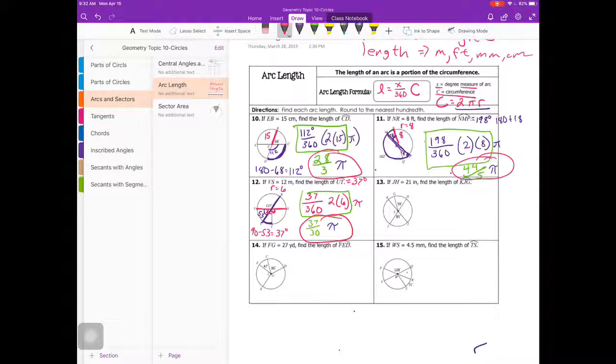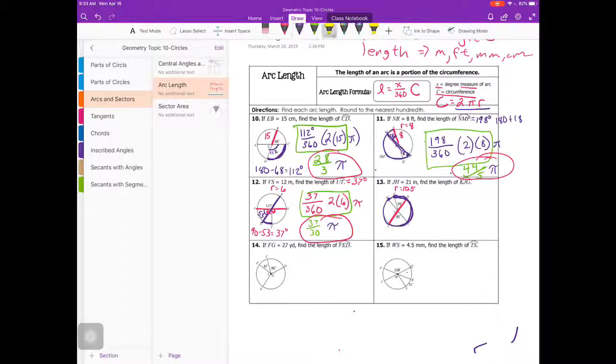So 13. JH, in this case, is 21, so our radius is going to be 10.5. We want to know the length of our arc that goes from K through J and ends at G. K through J through G.